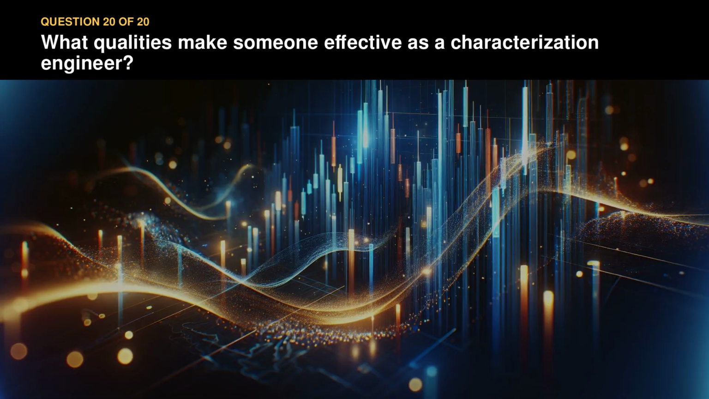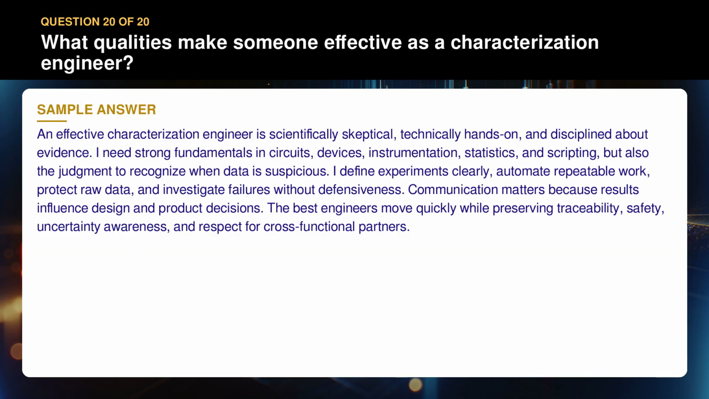Question 20. What qualities make someone effective as a characterization engineer? An effective characterization engineer is scientifically skeptical, technically hands-on, and disciplined about evidence. I need strong fundamentals in circuits, devices, instrumentation, statistics, and scripting, but also the judgment to recognize when data is suspicious. I define experiments clearly, automate repeatable work, protect raw data, and investigate failures without defensiveness.